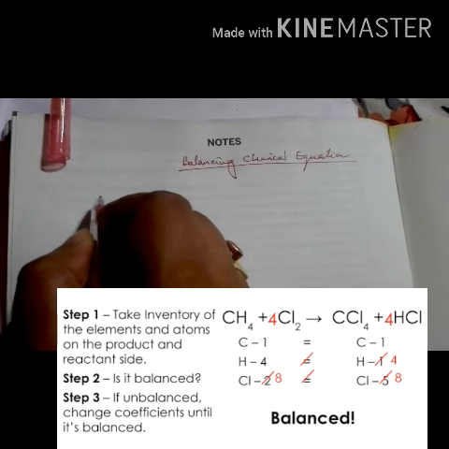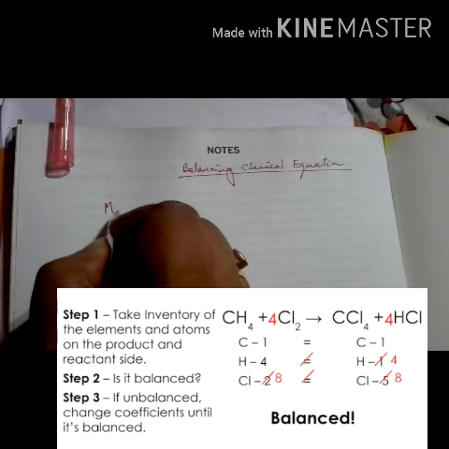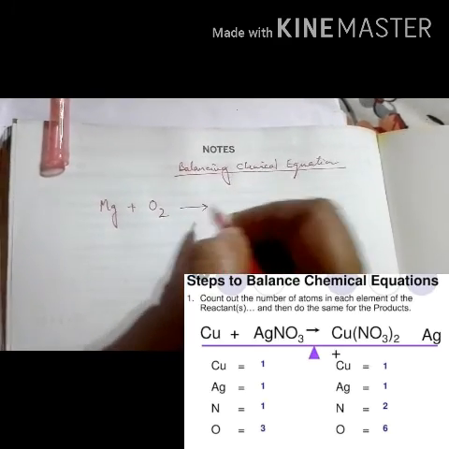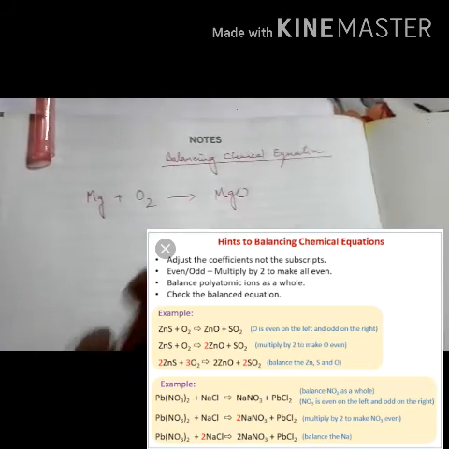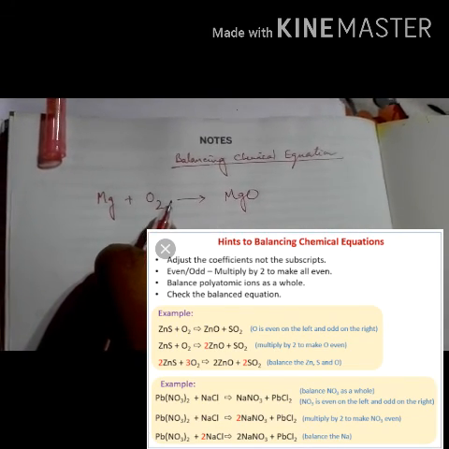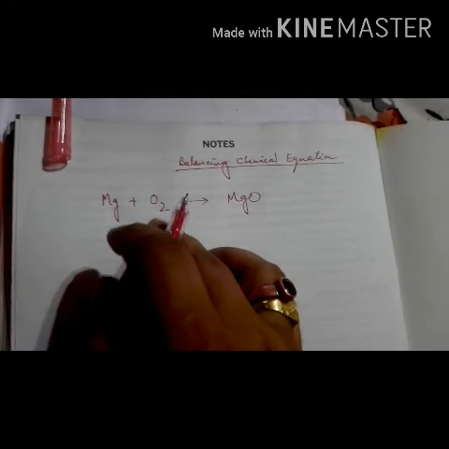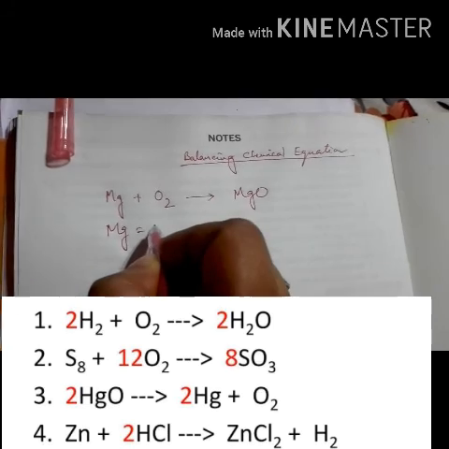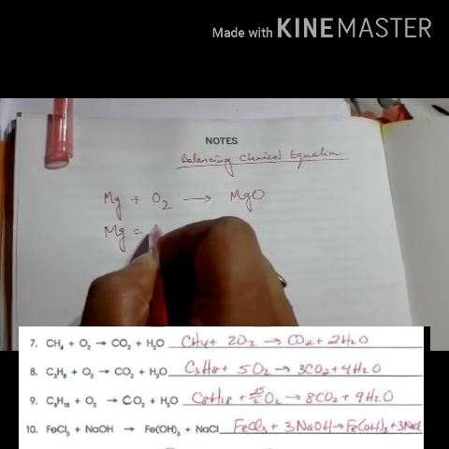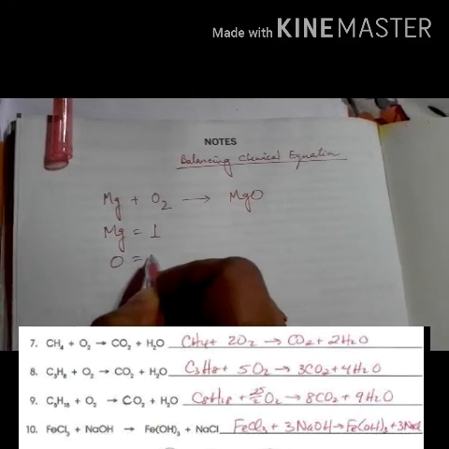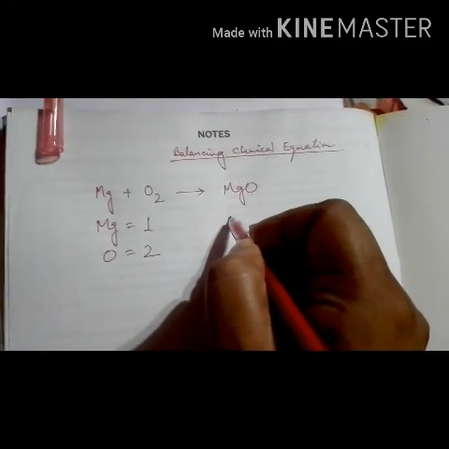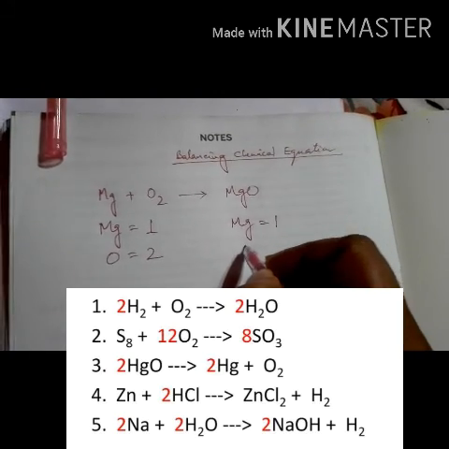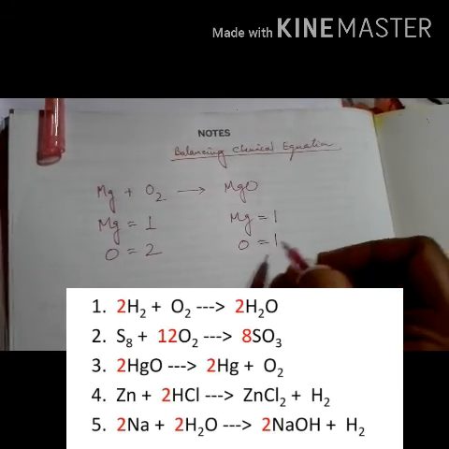First, how we can balance it. Suppose one reaction is there: magnesium plus oxygen converts into magnesium oxide is the main reaction. Mg plus O2 changes into MgO. Now if we balance it, first on the reactant side we have to see how many atoms are there. Magnesium is 1, oxygen is 2. On the product side, magnesium is also 1, oxygen is also 1.